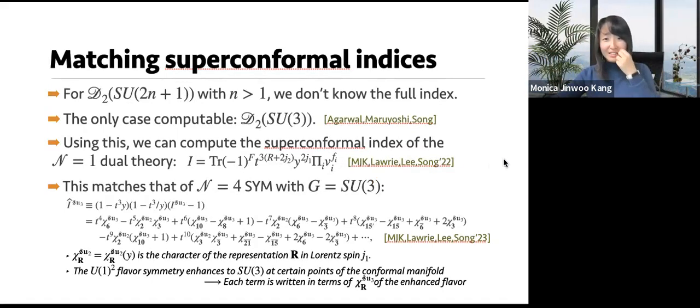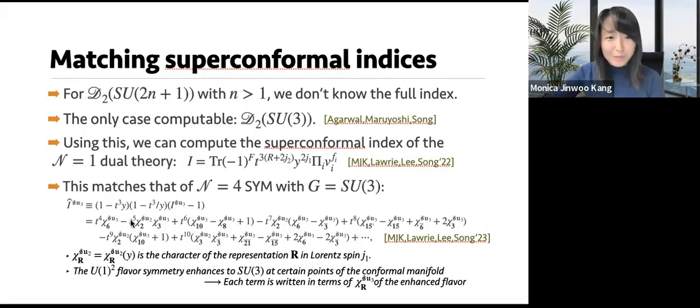So those are the fugacities accordingly. Now this will match that of N=4 super-Yang-Mills with SU(3). And I definitely did not write this for you guys to read thoroughly, but this is the result that you'll get up to the t to the 10th order. So we checked pretty thoroughly.